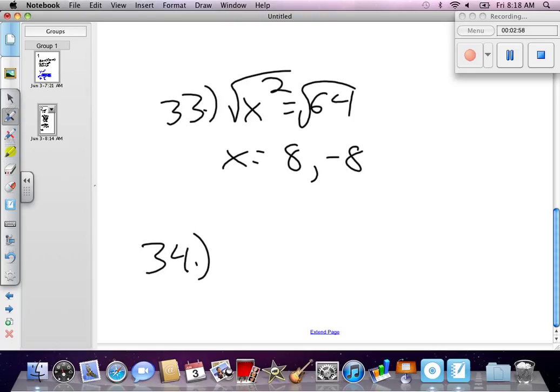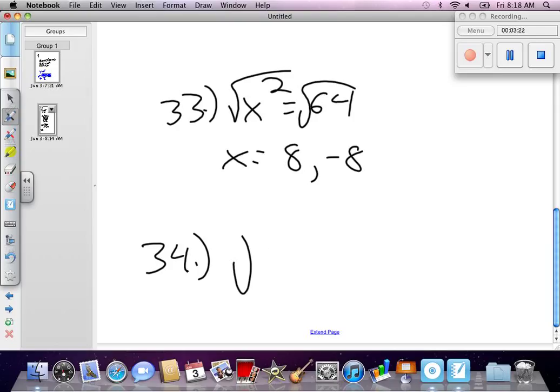Oh, real quick, ladies and gentlemen, I have a suggestion for you. If you don't know your perfect squares, you might want to write them down. Okay, perfect square factors are 1, the square root of 1 is 1. 4 is a perfect square. 9 is a perfect square. 16, 25, 36, 49, 64, 81, 100. You might want to have those on your sheet.